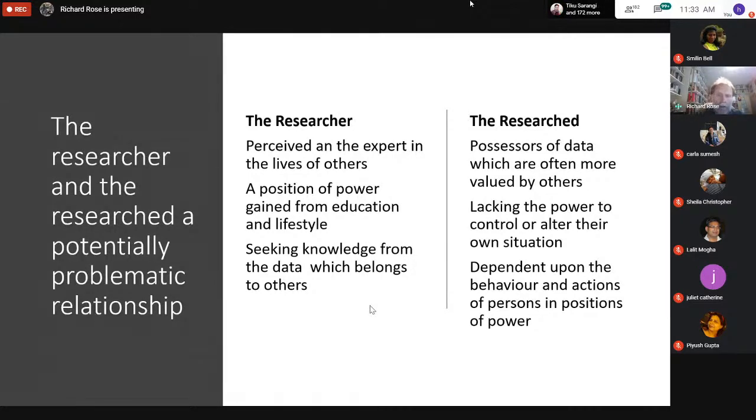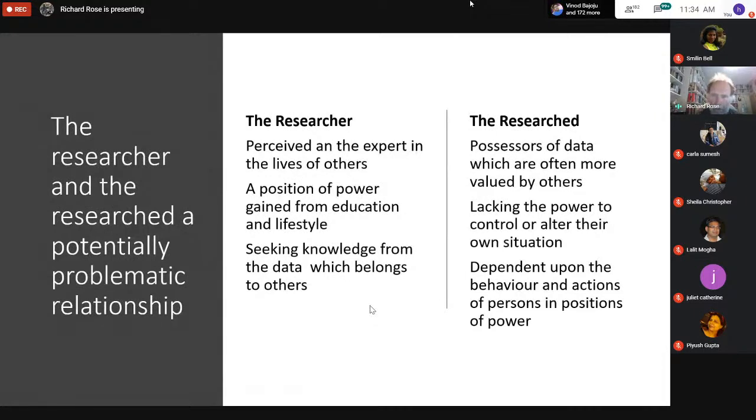The researcher is also seeking knowledge from data, and that data doesn't belong to the researcher. When we collect data, it is on loan to us as the property of the people that we investigate. The data comes from the life experiences of those with whom we work. And therefore, when we collect that data, we need to acknowledge that the data has been given to us in good faith, hopefully through informed consent, hopefully in a respectful manner.